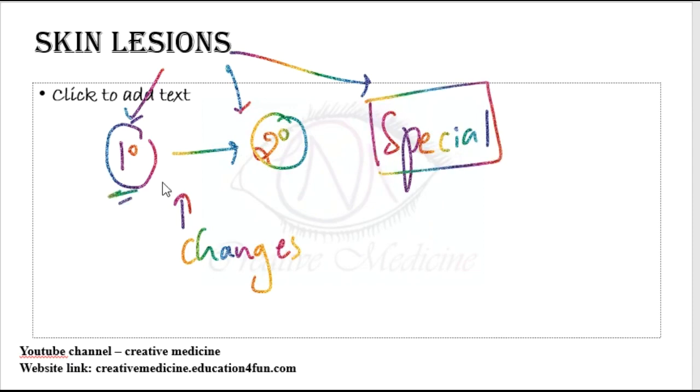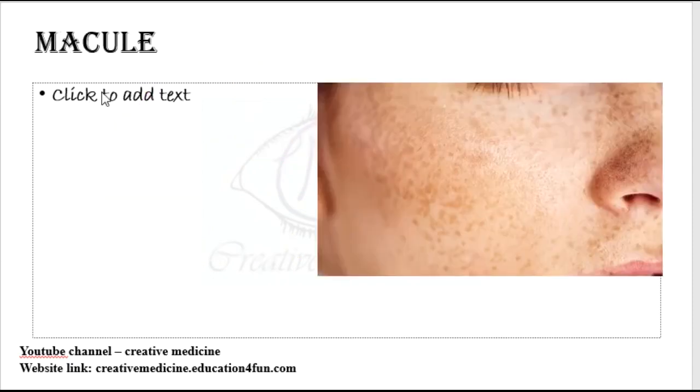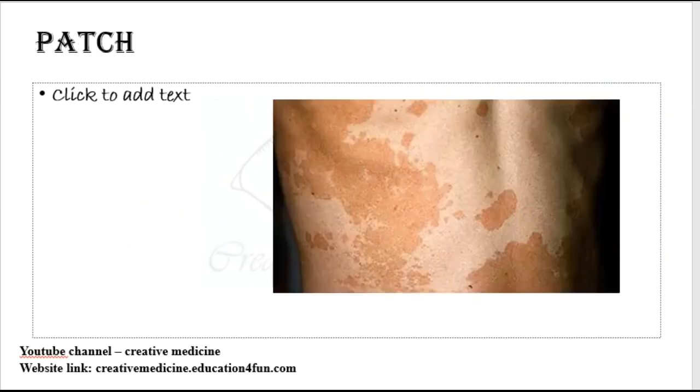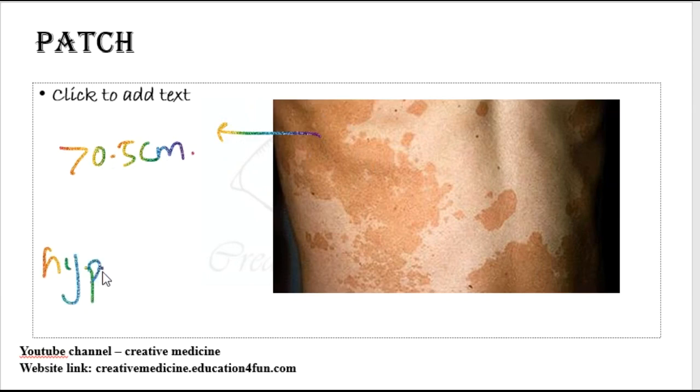Primary lesions. Primary lesions include, first, macule. Macule is a change in skin color. It is neither depressed nor raised. It is less than 0.5 centimeters in size. Patch: the size of the patch is more than 0.5 centimeters. The patch or the macule can be hypopigmented, hyperpigmented or depigmented.